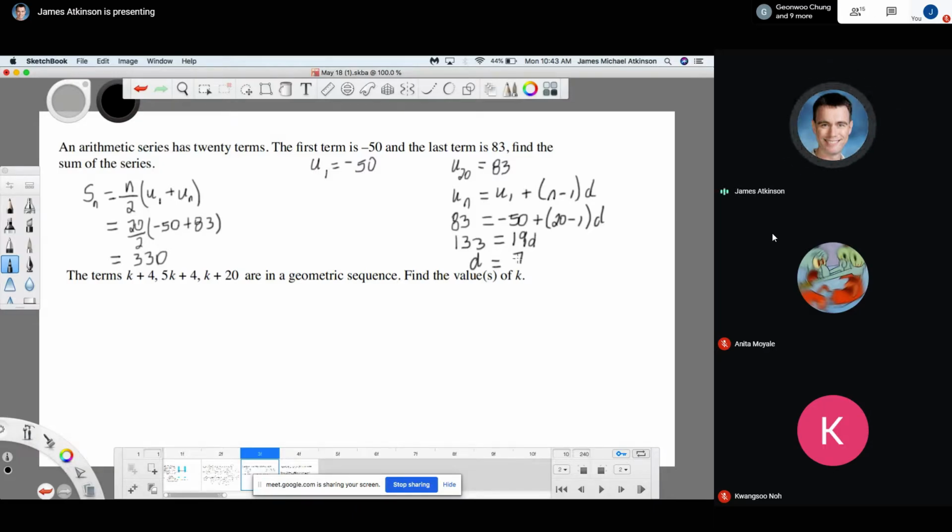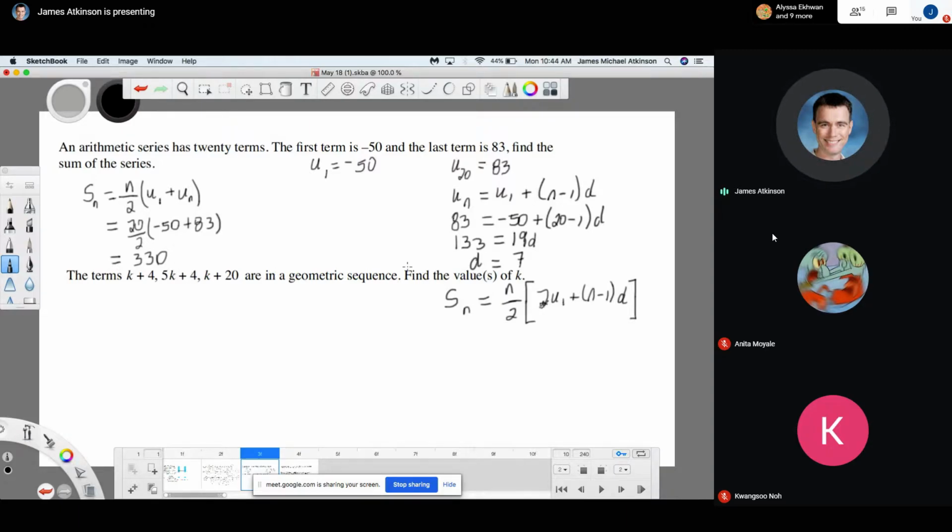d is 7. It's not relevant if I had used this method, but if you had been insistent upon using the other arithmetic sum formula, that starts the same with an n over 2, but instead of describing this part as u1 plus un, we describe it as 2u1 plus (n minus 1)d. So this version of the arithmetic sum formula is useful when you don't know the last term, but you do know the value of d. And so now we know the value of d. You could also use this formula, and you'll still get 330 as your arithmetic sum.